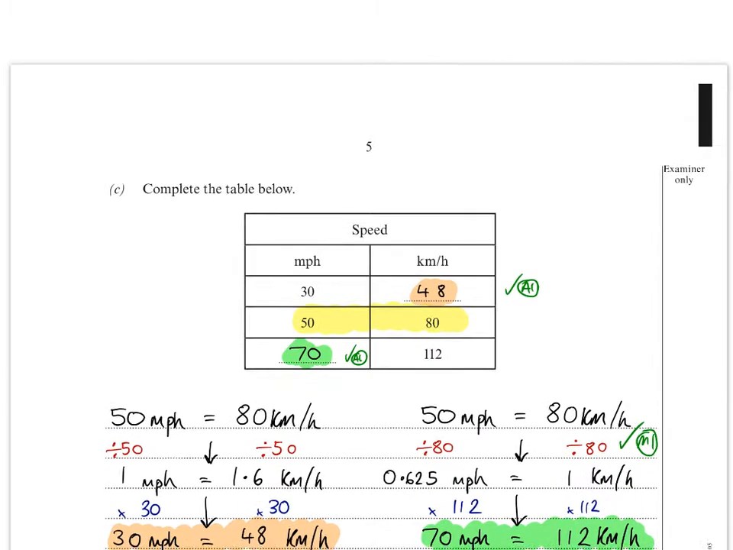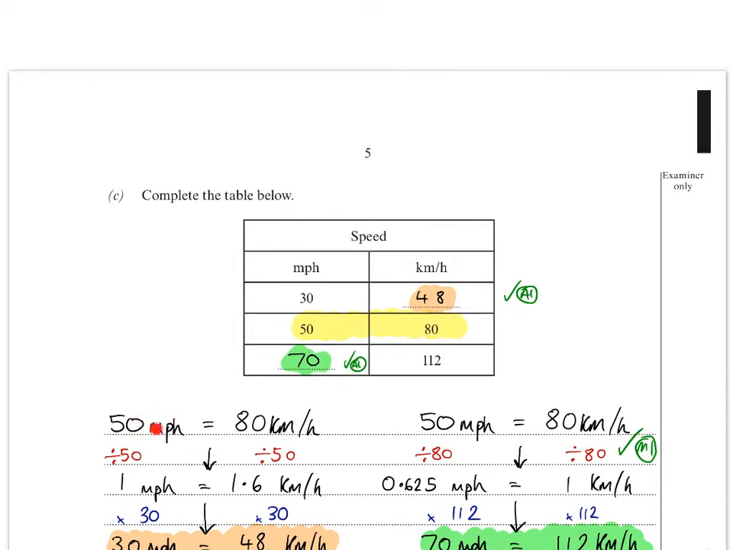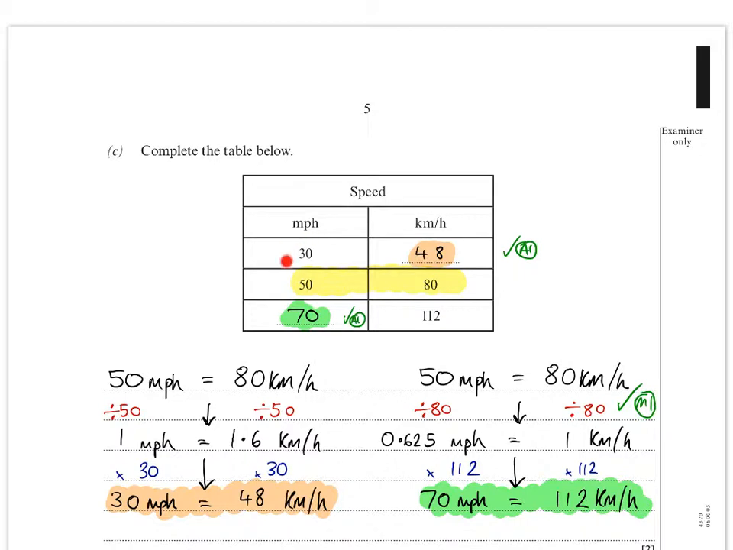So what I did was I wrote down that 50 miles per hour is equal to 80 kilometres, and then to find 1 mile an hour, I divided both sides by 50. Whatever you do to one side, you must do to the other. So 1 mile per hour is equal to 1.6 kilometres per hour. And then to find this missing 30 by here, I times both sides by 30. So that's how I worked out that was 48.